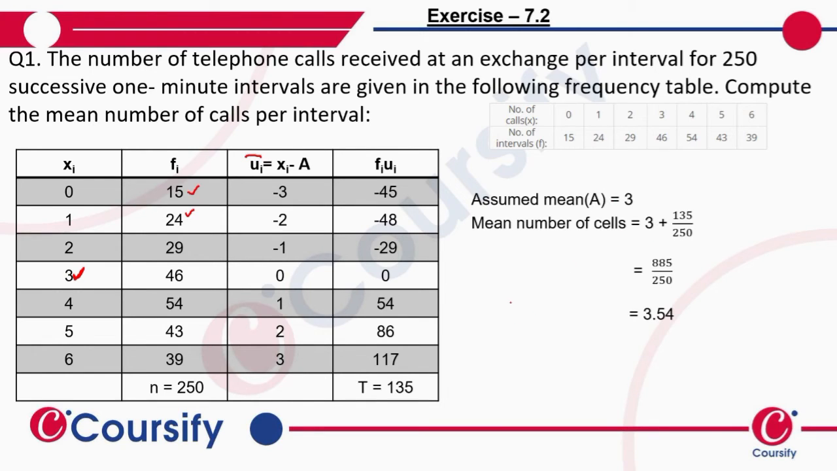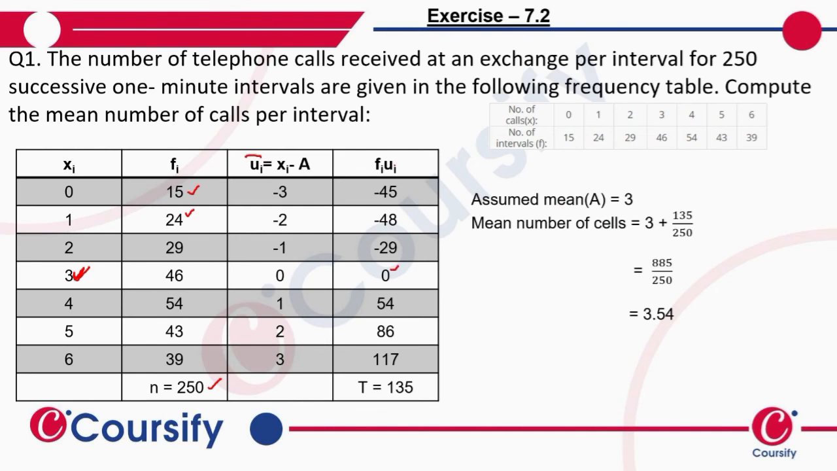But the formula now here will be, mean will be assumed mean plus summation fiui upon summation f. Summation f here is 250, and summation fiui, remember it is not fixi, it is not multiplied with x. When you multiply the first one with x, it will get 0. Now here also it is giving 0, but it is our assumed mean, so we are adding 3 here, as the fiui term of it came 0, we are adding 3 over here.